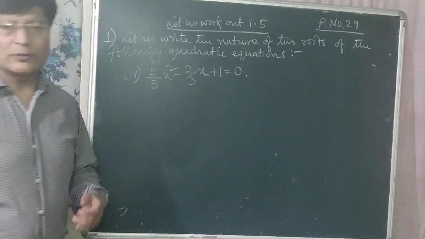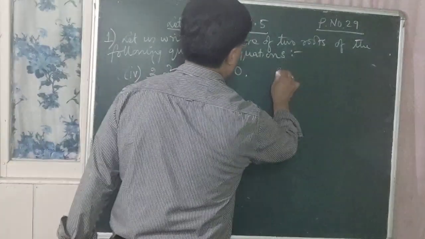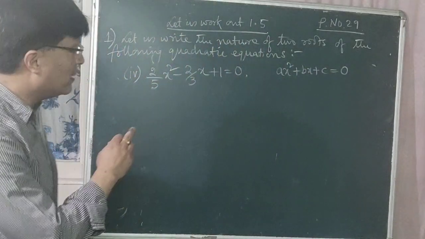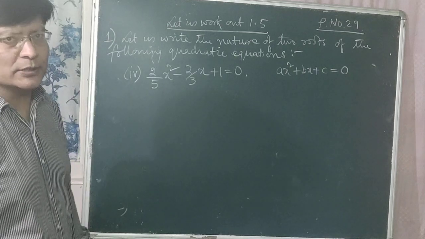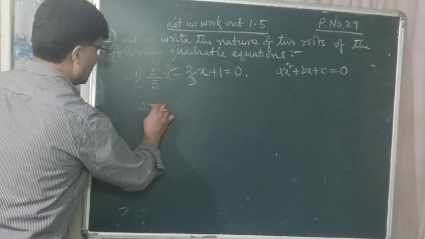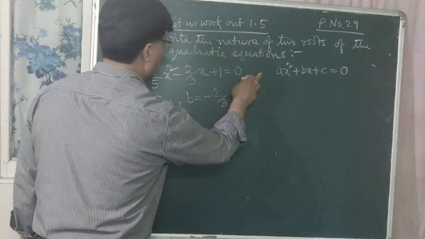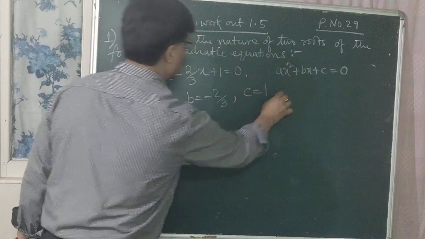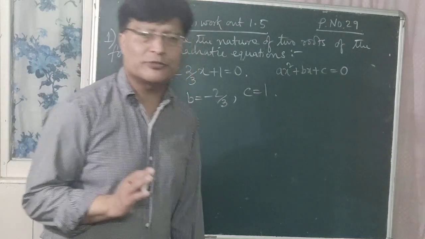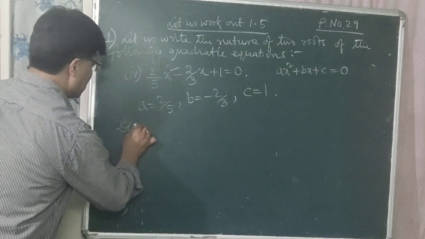Now again here also let us compare it with ax square plus bx plus c is equal to 0, the general quadratic equation. What is the value for a here? a is equal to 2 by 5. What is the value for b? b is equal to minus 2 by 3. And c is equal to 1. Let us find out the value of the discriminant now, because you know that the nature of the roots depends upon the discriminant.